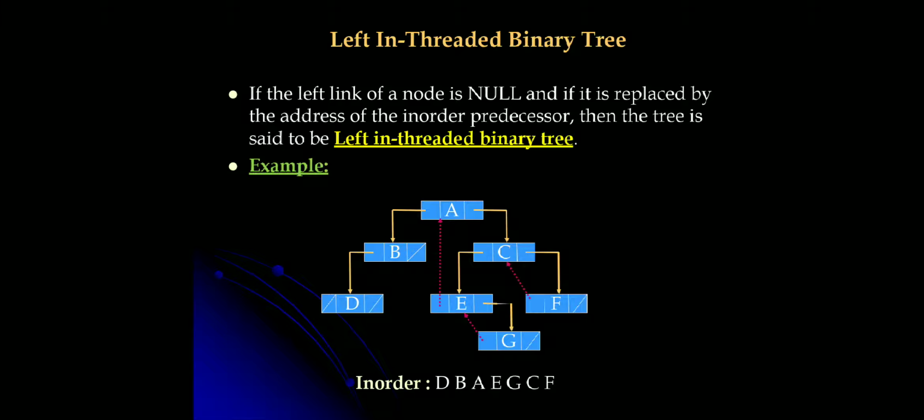Similarly, we can define a left in-threaded binary tree. If the left link of a node is null and it is replaced with the address of the in-order predecessor, then the tree is said to be a left in-threaded binary tree. In this example, for node E, the predecessor is node A. So we are replacing the left child field of node E with the address of node A, which is the in-order predecessor. And for node G, E is the in-order predecessor, and for node F, C is the in-order predecessor. That's why we are replacing the null field of each of these nodes with their predecessor node address.